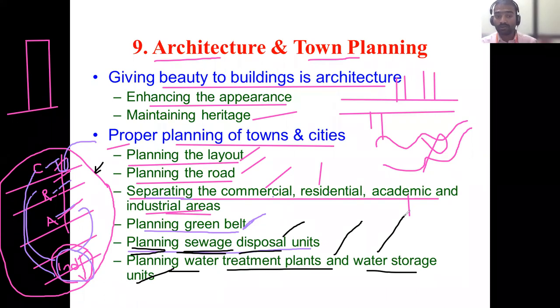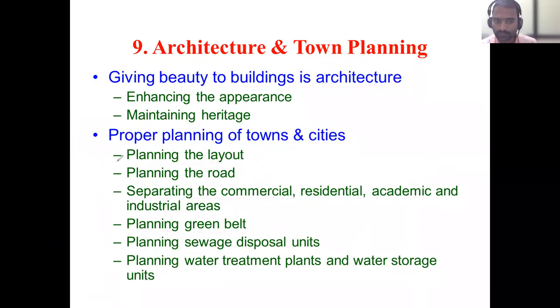Okay, this all will come under the planning of towns. That is your town planning. What all will come in town planning? Planning of layout, different zones. Planning of the road, separating the commercial, residential, academic and industrial area. Planning of green belt. Planning of sewage disposal unit. Planning of the water treatment plant and water storage units. Is it clear, everyone? Yes, sir.